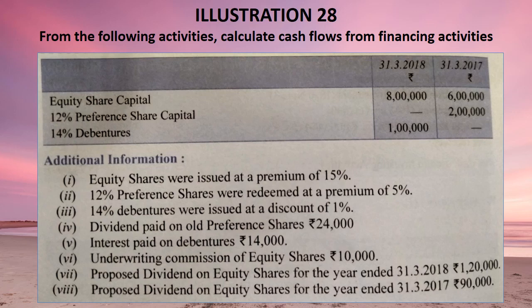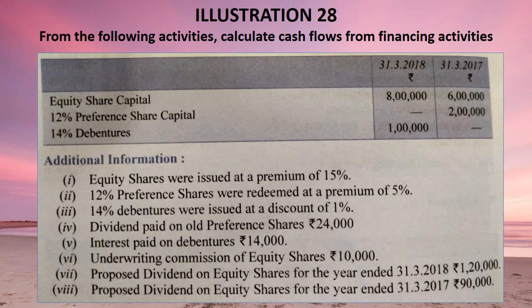Point number 4, again see, dividend has been paid on old preference shares. They can be any. Rupees 24,000 amount has been paid. Fifth point, interest paid on debentures, rupees 14,000 has been paid. After that, sixth, underwriting commission on equity shares, rupees 10,000.